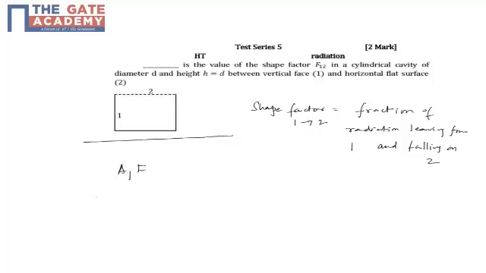I mean, A1 F12 is A2 F21. So that is one of the reciprocity rules. Also you have many other rules, like the sum of the shape factors of a given surface has to be 1. But let's see what is asked. Now here the shape factor 1, 2 is asked.